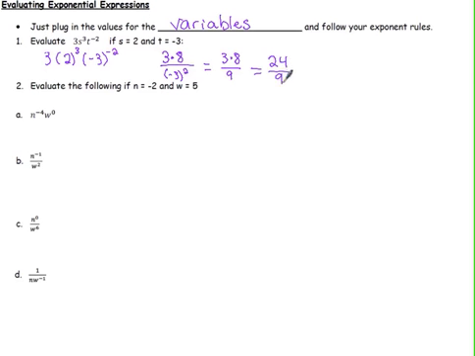Can I simplify that? Well, I actually can. What are they both divisible by? I can divide them both by 3, right? So 24 divided by 3, well, I actually did that right there. It's 8. And 9 divided by 3 takes me back to 3.